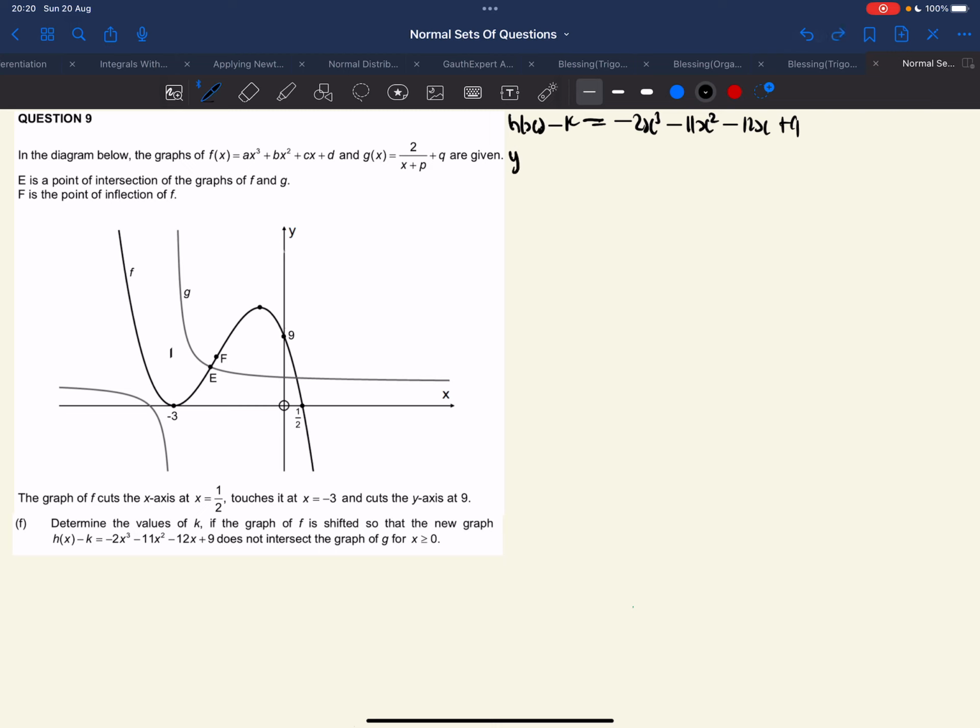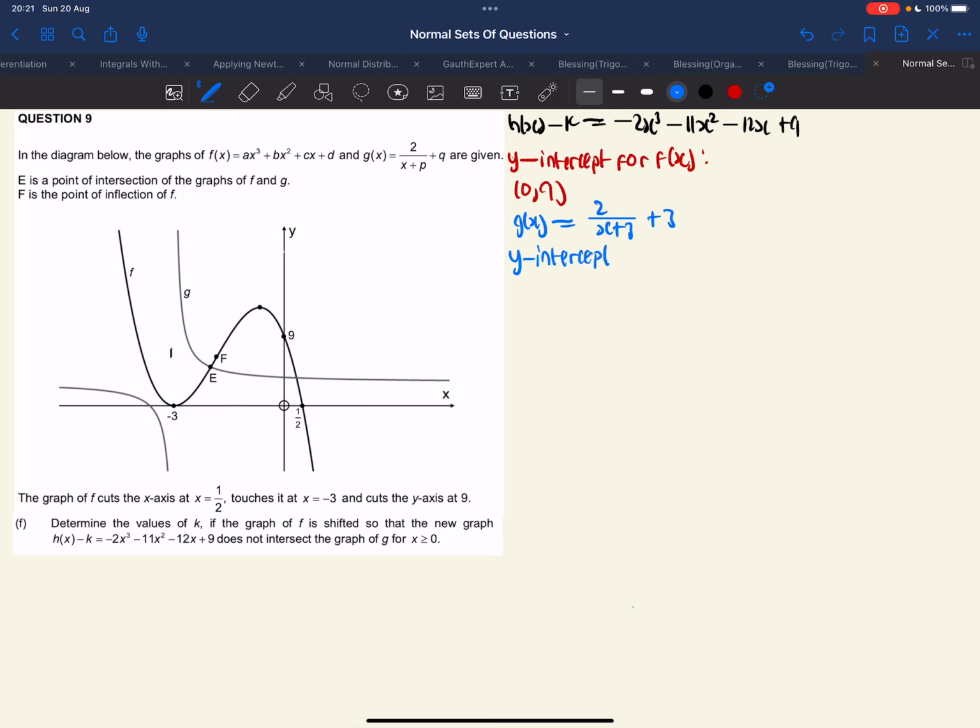And also remember that the y-intercept for f of x, we are given to be 0, 9. Now another intercept that we need to find to be able to do this kind of comparison, or to find those values of x, we need to know the y-intercept for the function g of x. Now remember that in the previous question, we found our g of x to be 2 over x plus 3 plus 3.